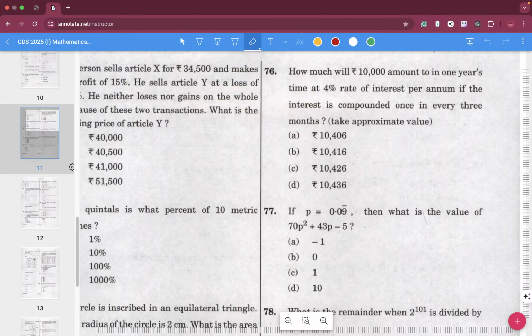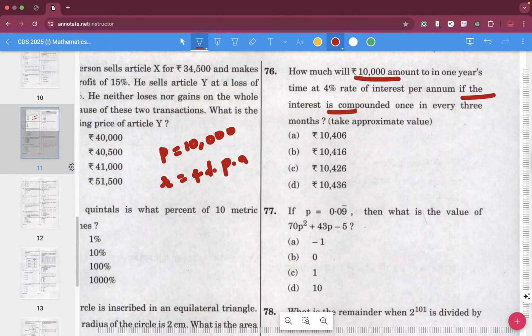Question number 76 here, folks. How much will 10,000 amount to in 1 year's time? The principal given is 10,000, and the rate given is 4% per annum, if the interest is compounded once in every 3 months.